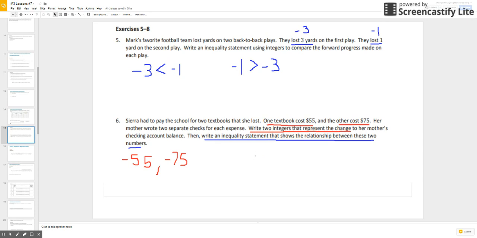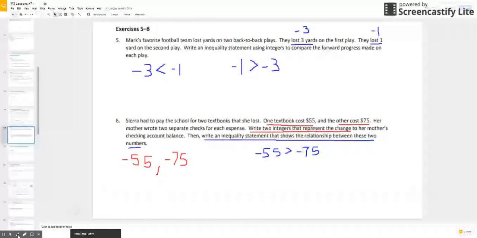The first one is negative 55 is greater than negative 75. Remember, losing $75 is worse than losing 55. Or you could have written it the other way. Oh, that was a bad negative. Let's fix that real quick. Or you could have written it the other way and had negative 75 is less than negative 55.